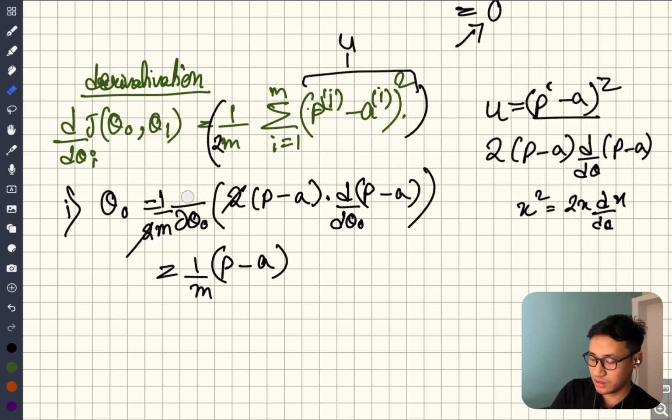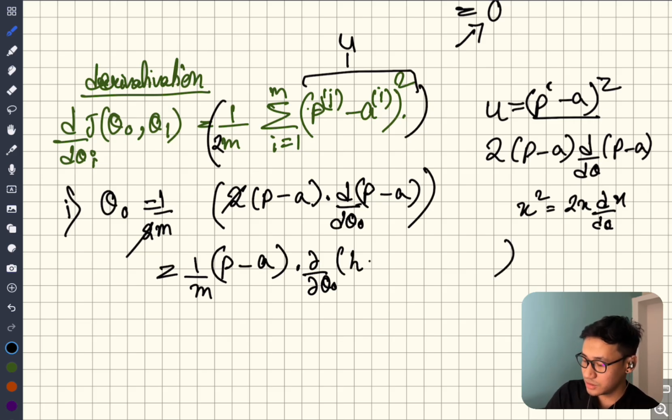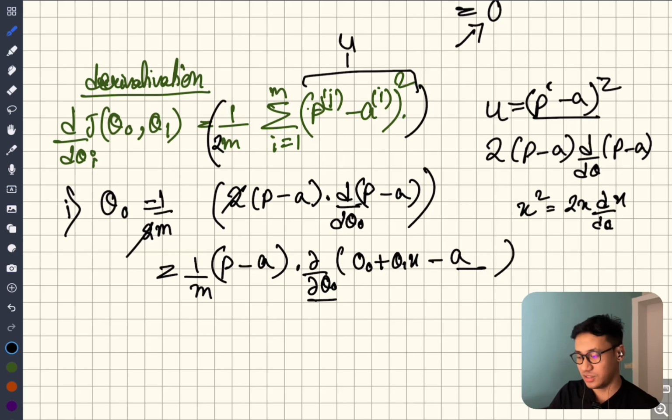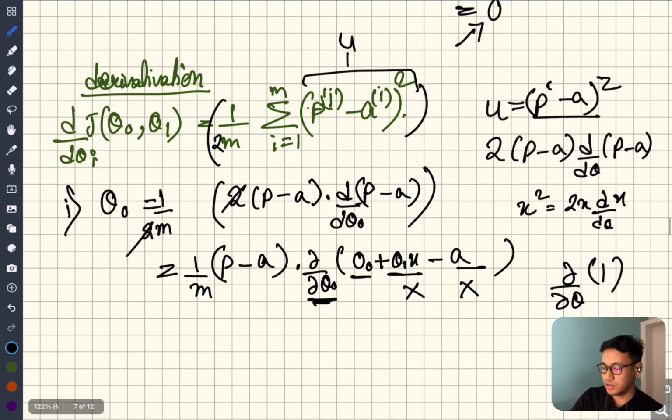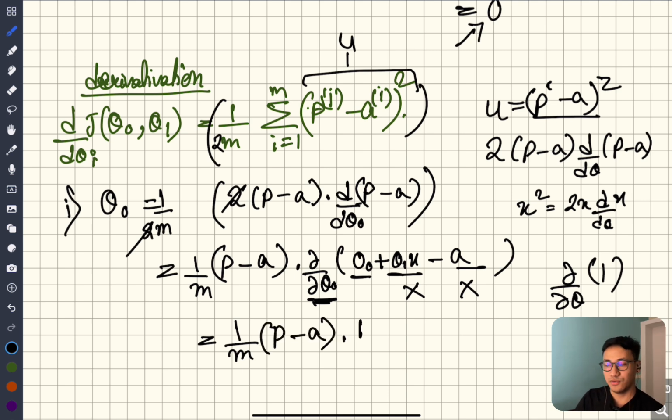So after derivation it becomes this. And what is this p? This p is nothing but h theta, which is theta naught plus theta 1 x minus a. If you differentiate with respect to theta naught, a is constant, so it will cancel out. Theta 1 x is also constant, so it cancels out. All these are constants, so we can ignore them. Theta naught and theta naught, d of d theta naught becomes 1. So my actual answer is prediction minus a into 1, with respect to theta naught.